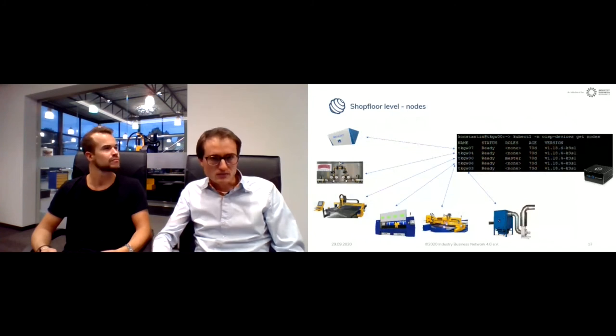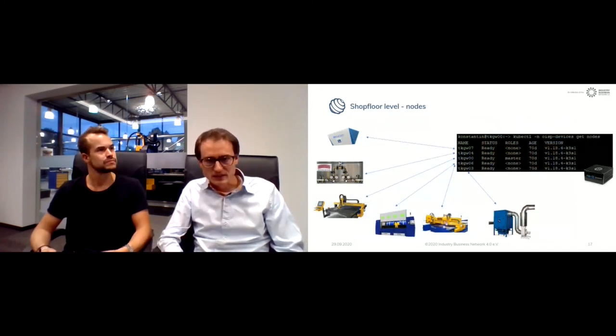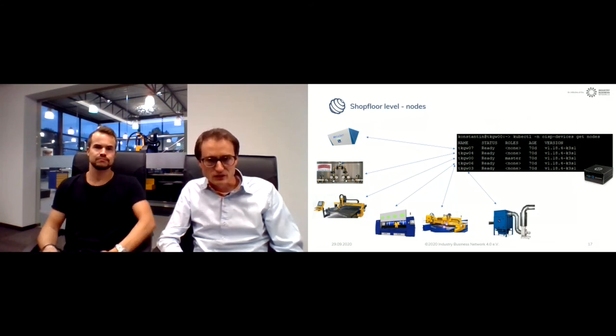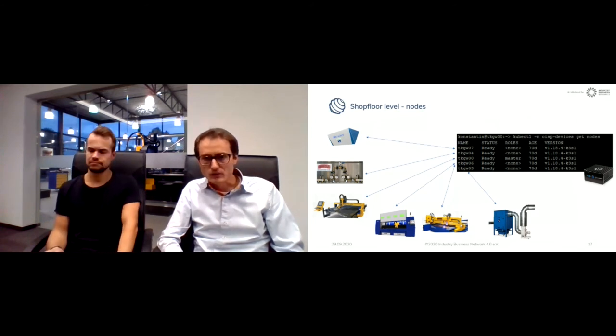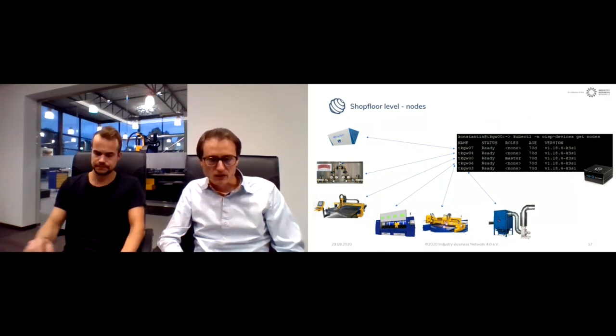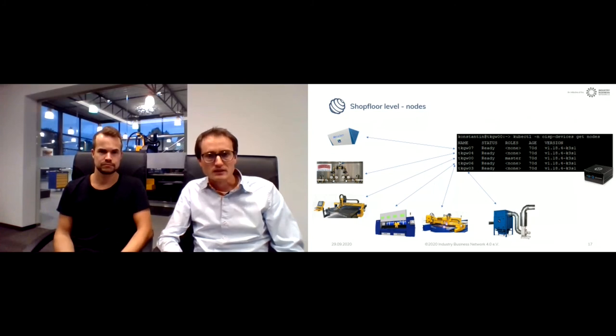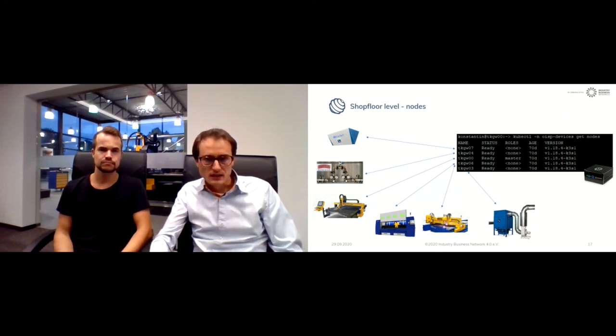So here once more, just some screenshots, what you saw on the last slide in our competence center here. We have the six machines connected, which are standing here. Each of those has a gateway, as you can see on the right-hand side, connected to it. Each gateway represents one node, in this case, in a Kubernetes cluster. One of them is a master node, and the other ones are connected then to this cluster.